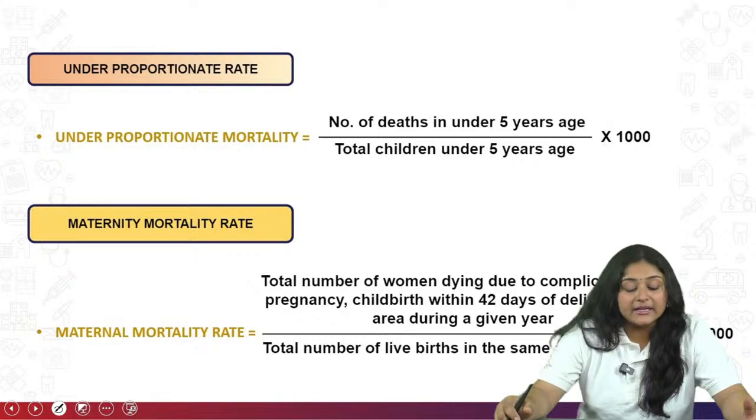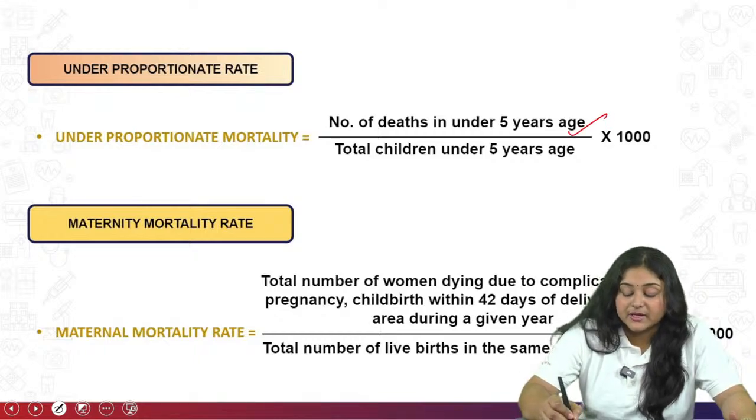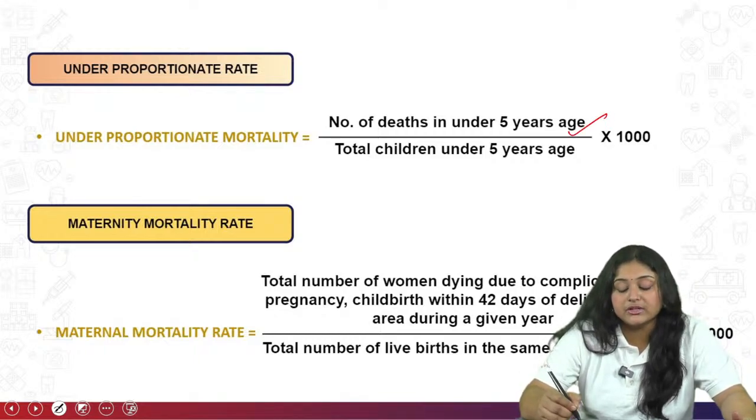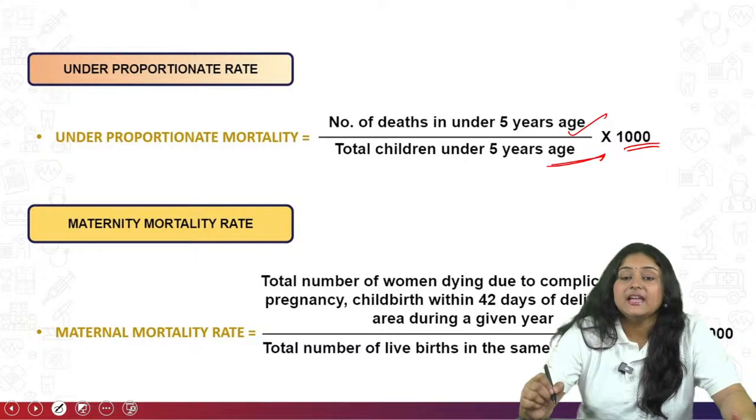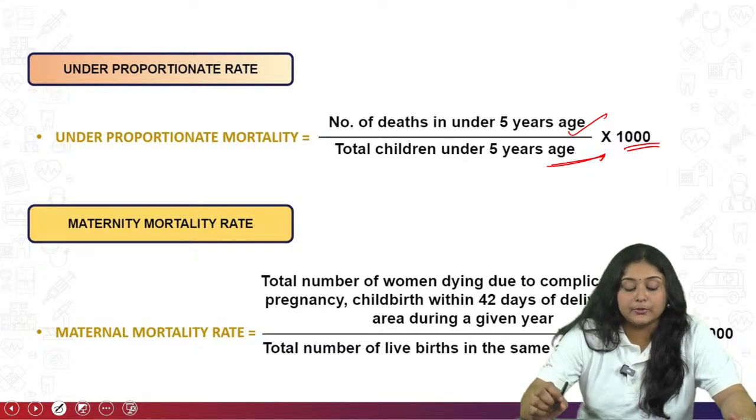Now come to the under 5 proportionate rate. So the under 5 proportionate rate is nothing but the number of deaths which occur in the under 5 years age group, divided by the total children under 5 years of age in that same particular area, and that numerical form should be multiplied by 1000. So that is called under 5 proportional rate.